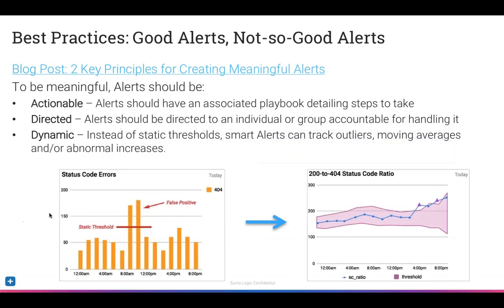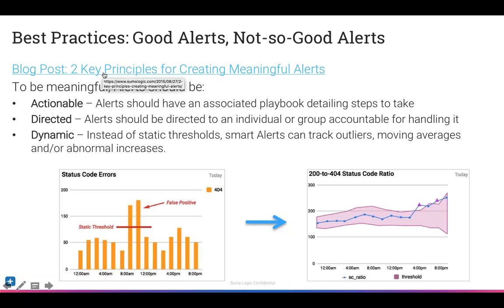All right, so pretty straightforward. I've shown you how to create an index. I've shown you how to create an alert. I've shown you the mechanics of doing it. But the last thing I want to talk about is best practices around creating good alerts. There's a blog post here that you guys can link to that is showing you the principles of creating meaningful alerts. I highly recommend that you take a peek at it.